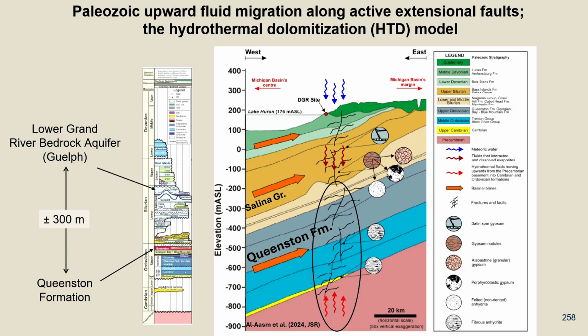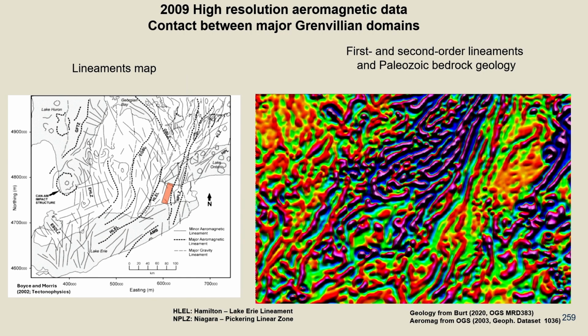One critical element that we will use in the remaining part of the presentation is the hydrothermal dolomitization model, where fluids migrate along faults rooted in the Precambrian basement, moving upward into the succession. This is a model that has been developed in the Bruce Peninsula in the Michigan Basin. So fluids migrate from great depth. Okay, so what is the evidence of fault-controlled fluid migration in the area of interest?